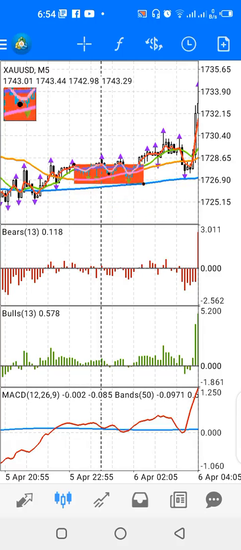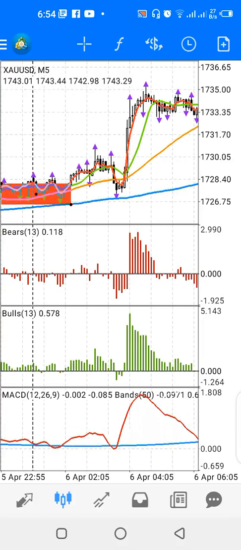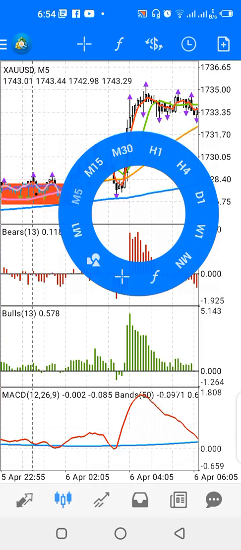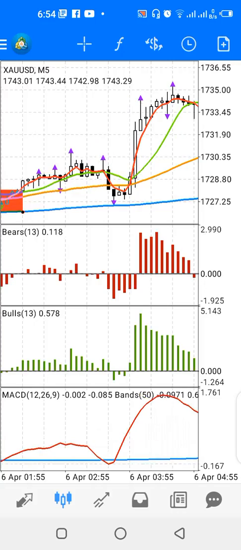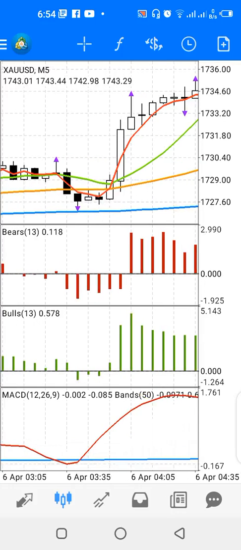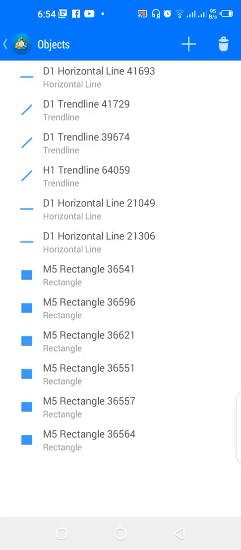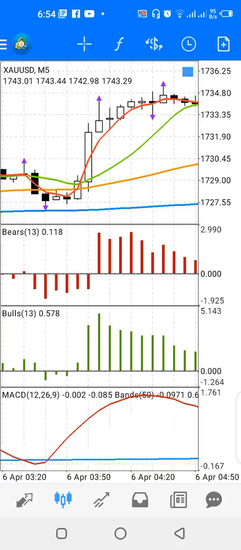So for my bullish trend, I'll wait for the red line to cross above all other lines above the blue line, like I have the red line. I'm gonna zoom in. I have the red line crossing above every other line around here. So this is time for me to scalp and buy gold.